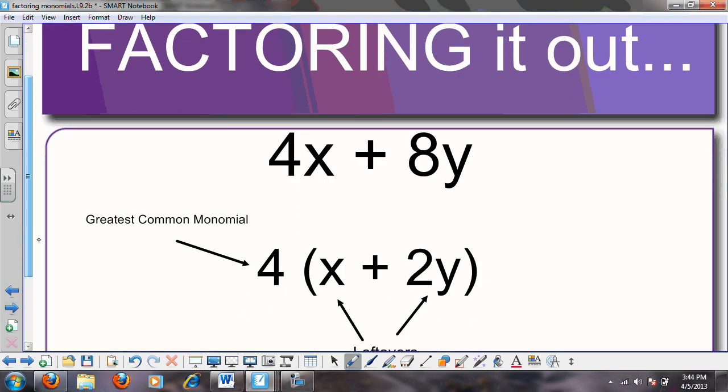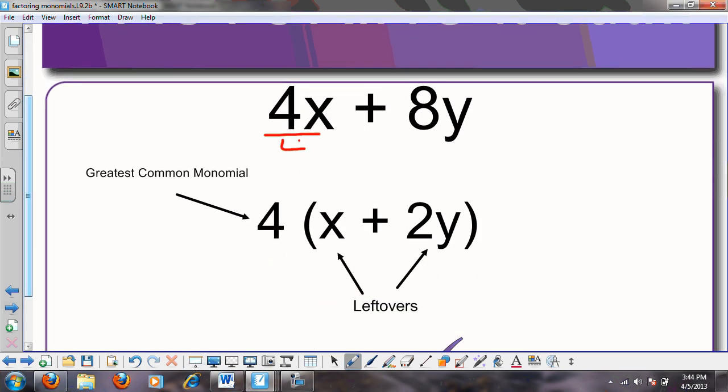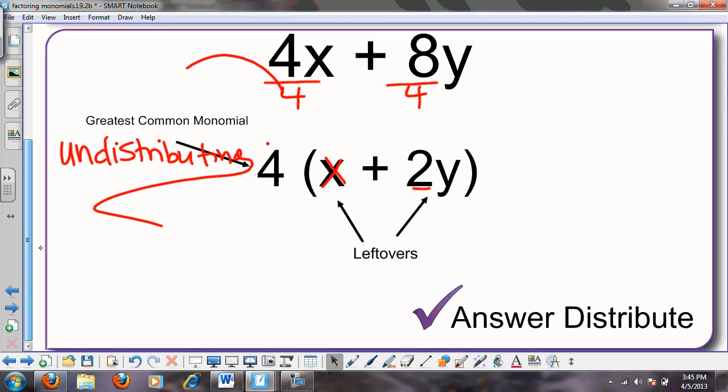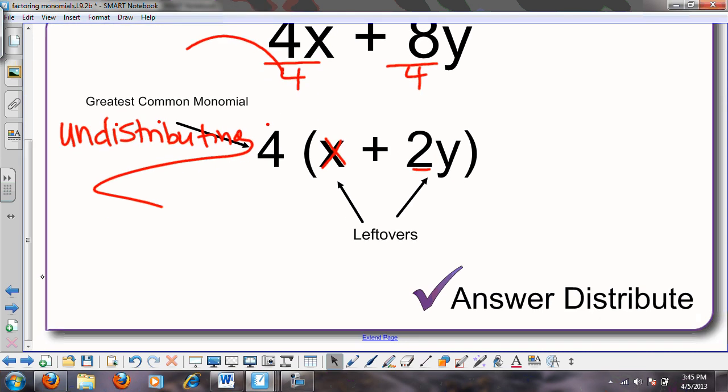That means I take 4 and divide it by 4, and 8 and divide it by 4. The 4 jumps out in front. Basically, I'm undistributing. Okay? So I'm taking out my 4. 4x divided by 4 leaves me with x. 8y divided by 4 leaves me with 2y. So my answer is 4 times the quantity x plus 2y.